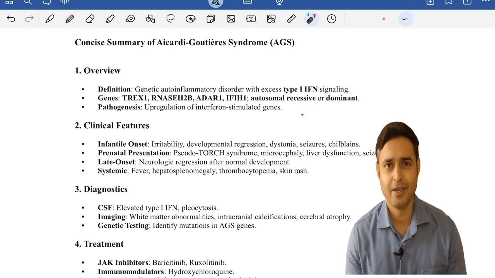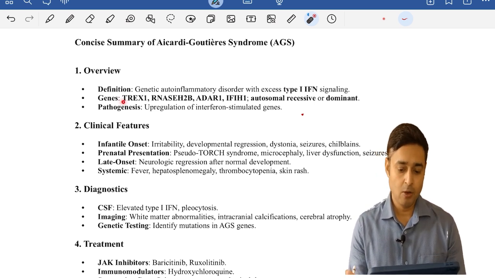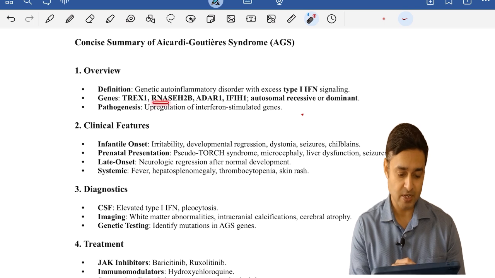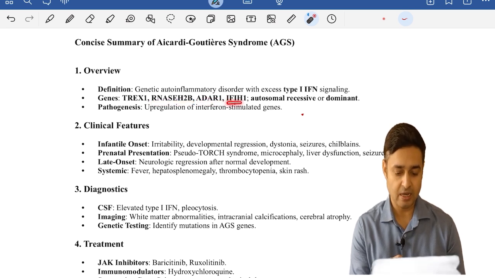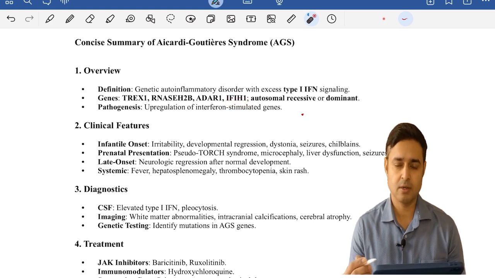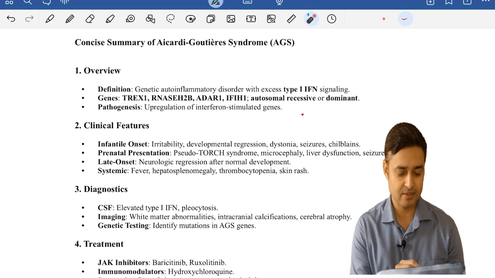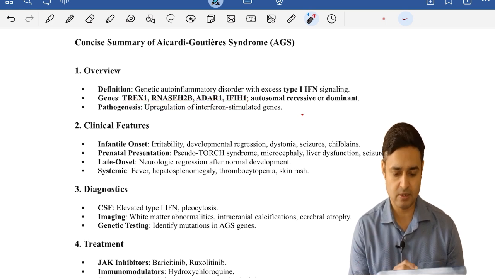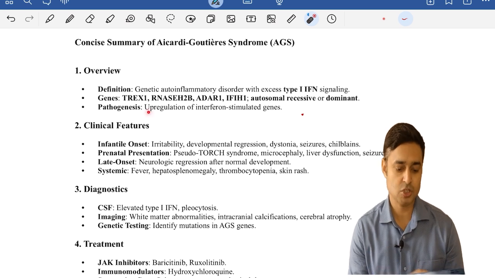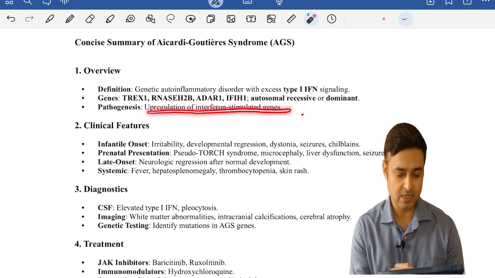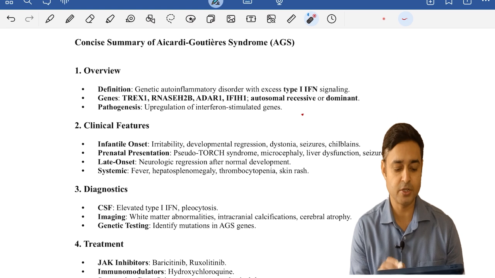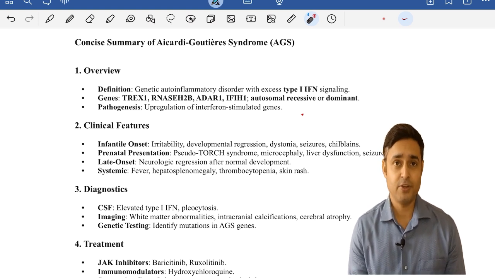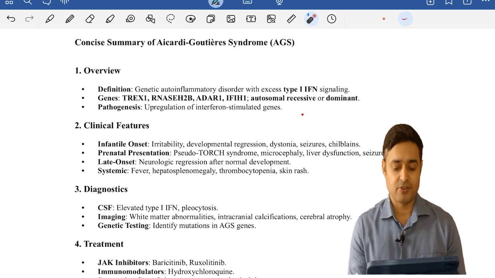We know we are reading interferon. The genes are TREX1, RNASEH2B gene, ADAR1 gene, IFIH1 gene. So remember these genes, they are important. This is autosomal recessive or dominant. Pathogenesis, I told you, this is upregulation of interferon stimulated gene. Clinical features, this is very interesting.